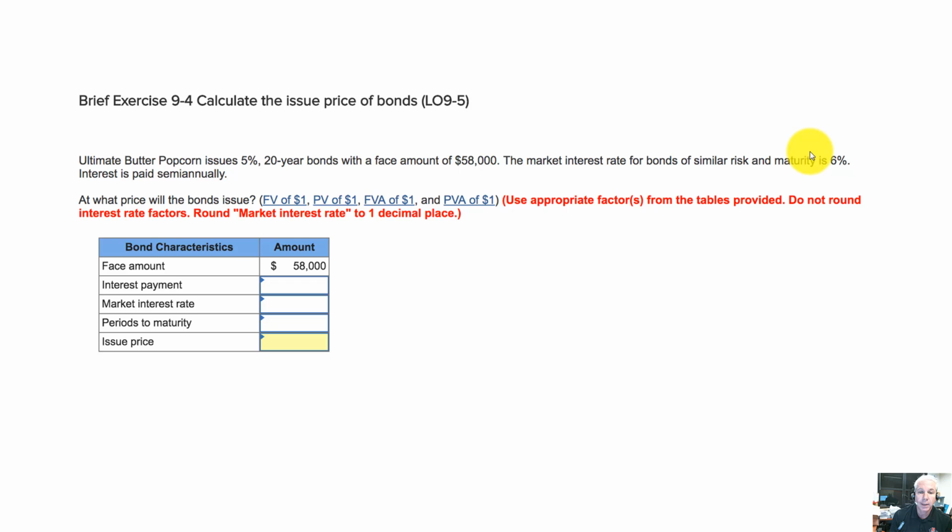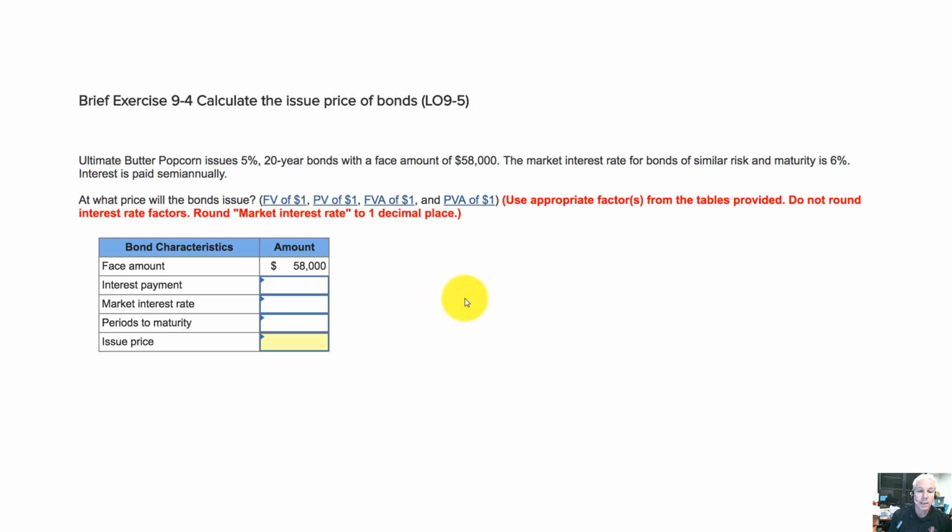Well, the market rate is higher than the stated rate, so we're going to discount always using the market rate, which means more discounting is taking place, so it's going to end up pricing below the face value, or a discount bond. So what is the interest payment going to be? Principal, 58, times 5%, remember it's always the coupon stated rate, times 6/12, right? The market rate of interest is going to be half of the market rate, or 3%, and the periods to maturity is 20 years times 2, or 40 periods.